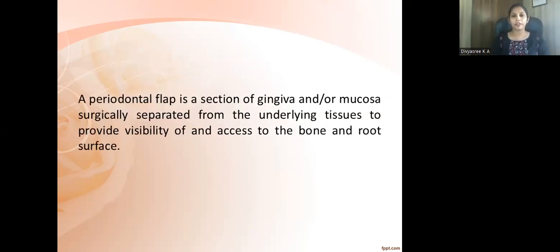A periodontal flap is a section of tissue or mucosa that is surgically separated from the underlying tissues in order to provide both visibility as well as access to the underlying bone or root surface.